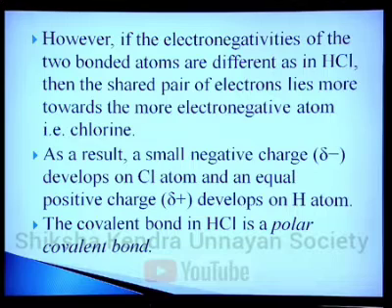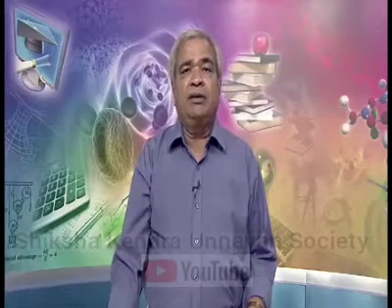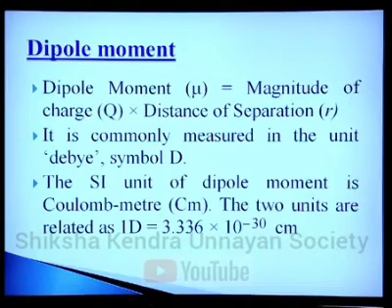So, we can explain here polar and non-polar covalent bonds. If molecules are homonuclear, that is hydrogen, chlorine molecules, etc., they will be non-polar. But if we take HCl, HF, etc., then bonding will be polar. Dipole moment is the magnitude of charge into distance of separation. It is commonly measured in unit Debye, by symbol capital D.